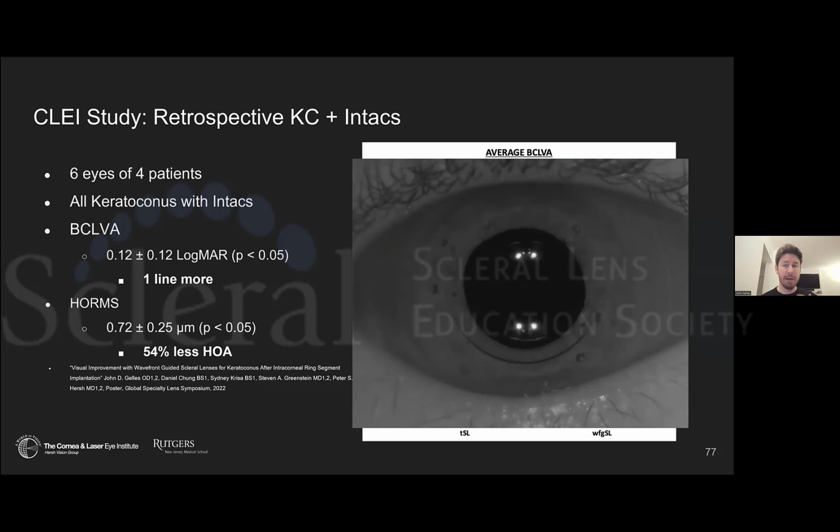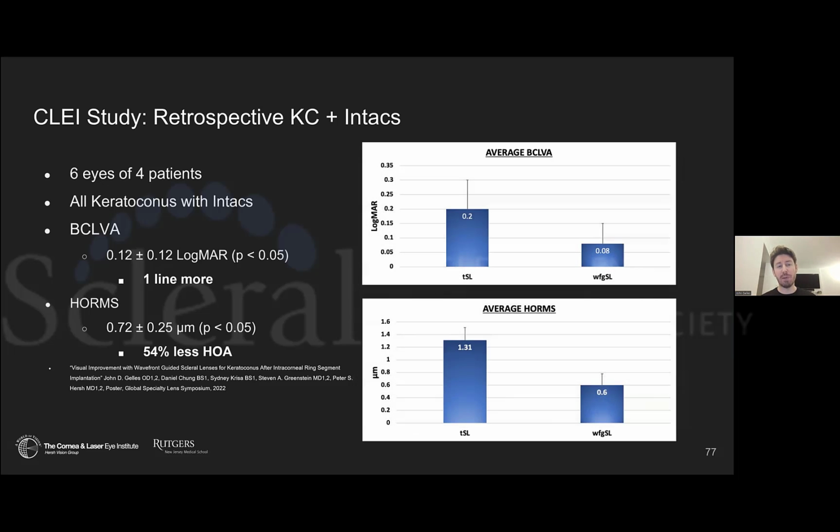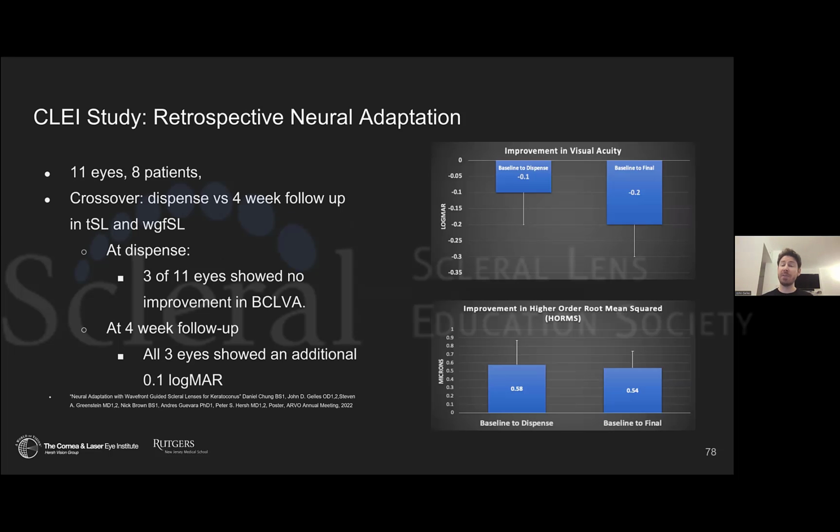Again, this was presented in the early data. At this point, we have about 200 eyes that we're looking at and we're doing the retrospective on right now. But when we look at this, this was just 6 eyes of 4 patients with intacts in it, right? We know the problems that happen with intacts. So what we found in this group, 1 line of visual acuity improvement and 54% reduction of aberrations. So pretty comparable to what we were getting otherwise.